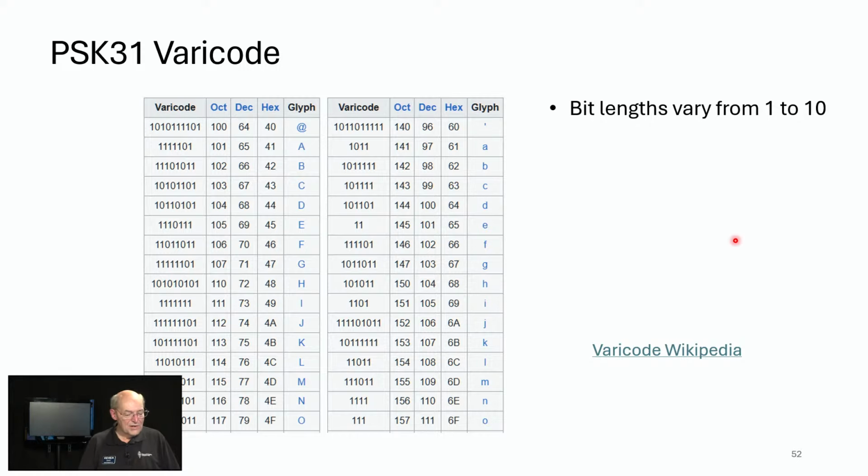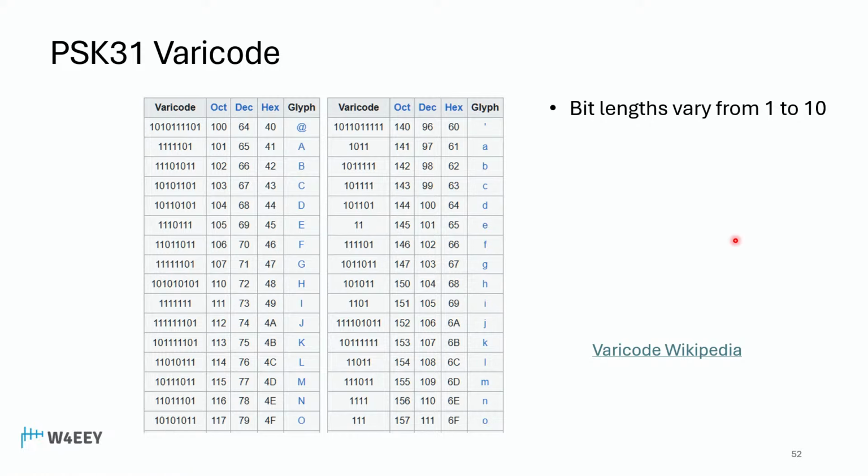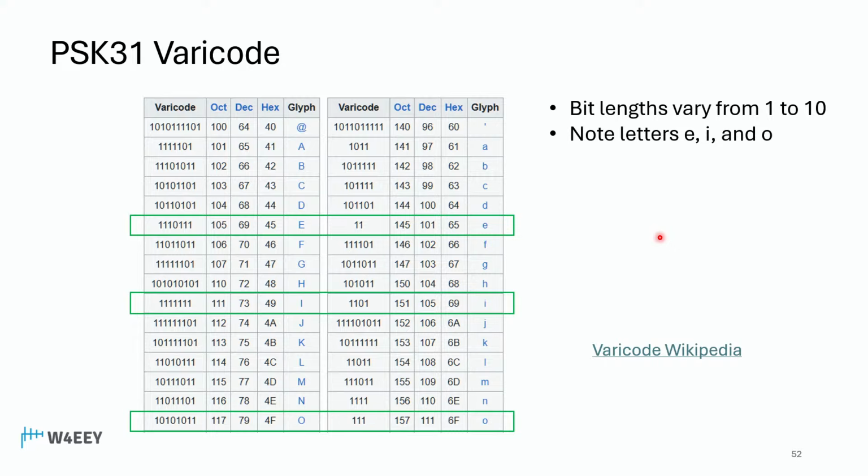So here's a Varicode, PSK31. This is a little bit hard to read. I guess you can see it, but it shows some of the different letters. And I've highlighted E and I. Notice that the code for those letters is just 11 or 1101. So those are very short.